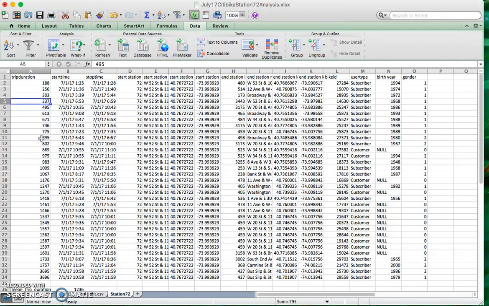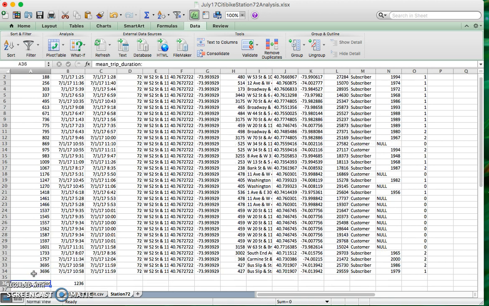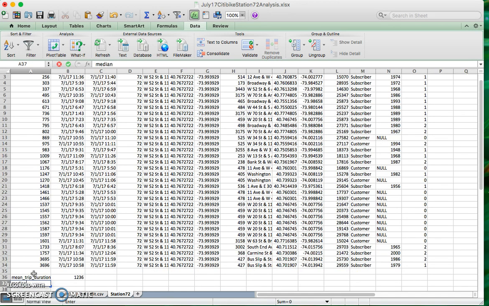And so here we go. I now clearly have this in order, anywhere from 188 seconds all the way up to 3,696 or 695. I'm guessing that was two people probably traveling together. It does seem like they started and ended at the same time and stations. In any case, finding the median is really quite simple because it is literally the middle value.